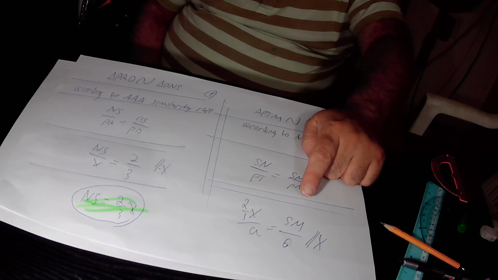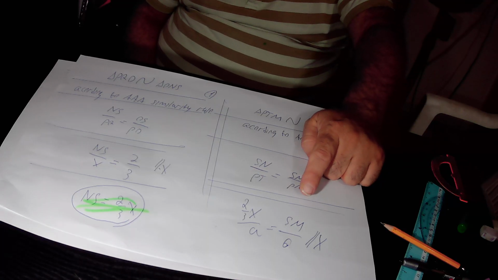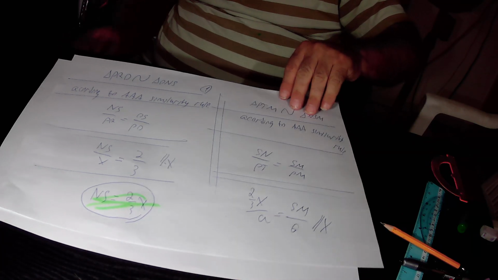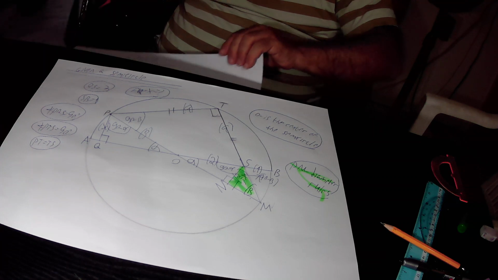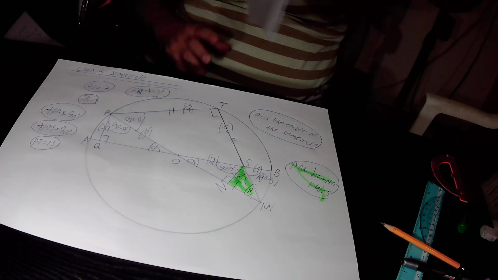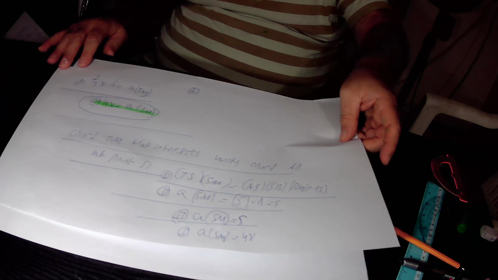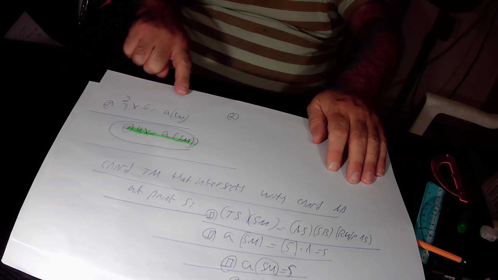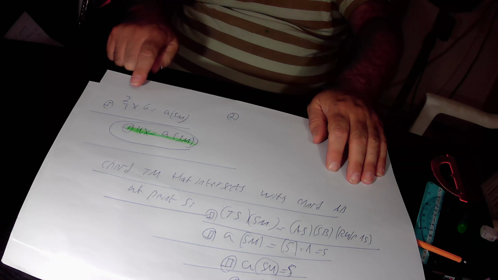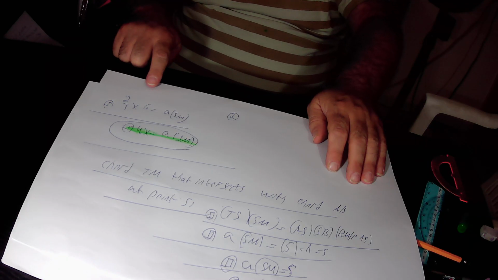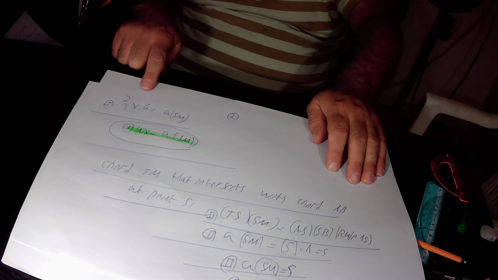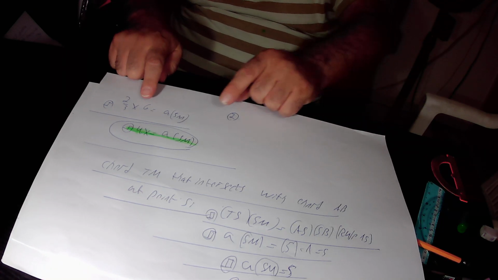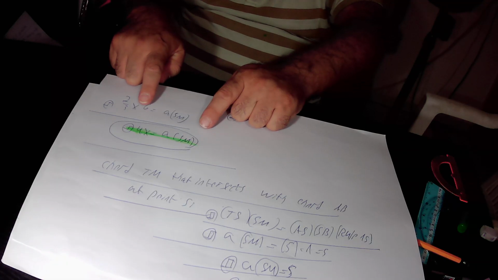Here we cross multiply this equation and found out that two-thirds X times 6 equals 8 times SM. 6 over 3 is 2, and 2 times 2x is 4x. So in total, on this side of the equation, we have 4x equals A times SM. According to equation 1, 4x equals A times SM.